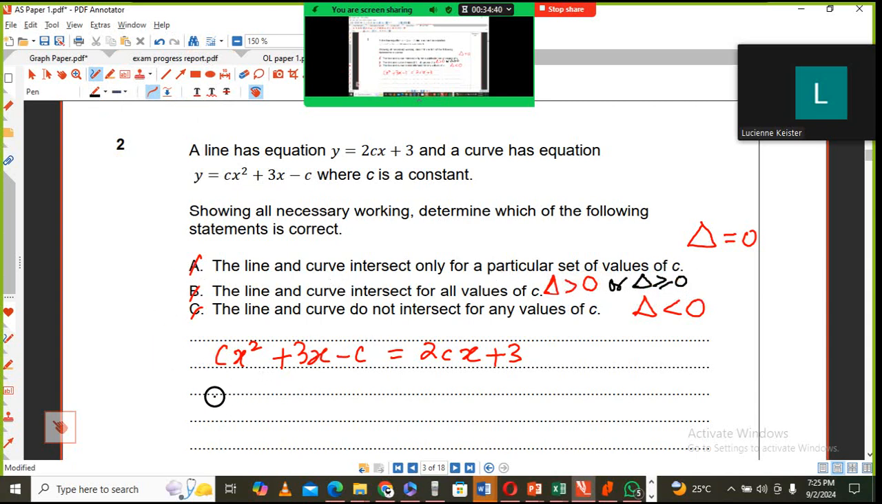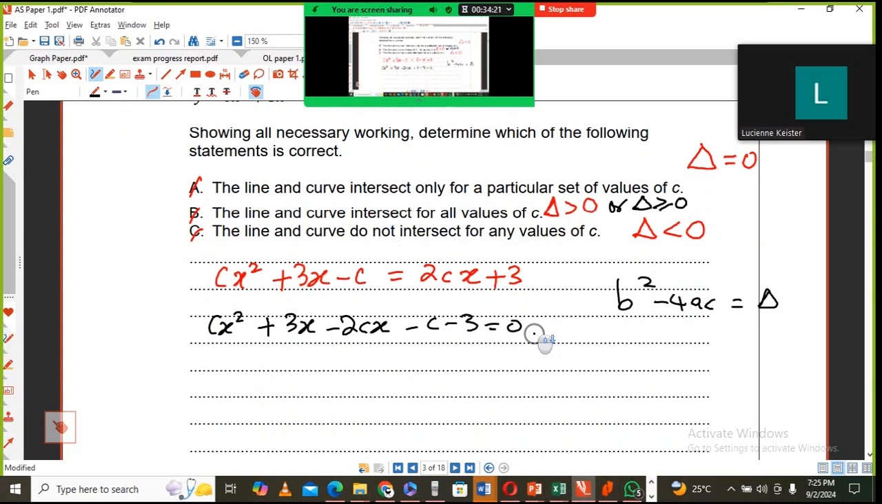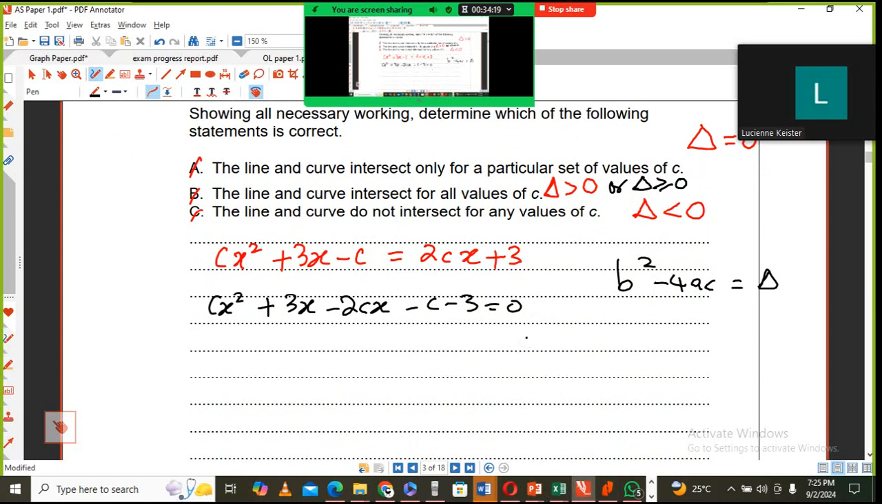So we move around these terms. So you have got cx squared plus 3x minus 2cx minus c minus 3 equals to 0. You got it? So we are looking for that particular discriminant to see what we get for us to determine which one of those two we will work with.